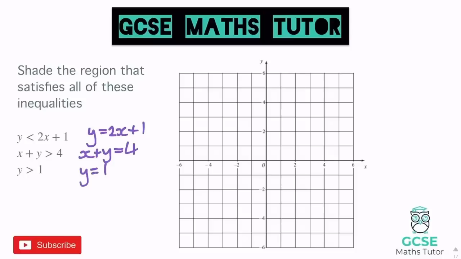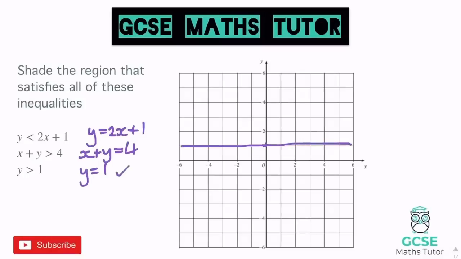Now the easiest one for us to draw there is y equals 1. Looking at my graph here, you can't see the number 1, but it's between 0 and 2. On the y-axis, y equals 1 is at this point here, and that line y equals 1 is just a nice straight line going through y equals 1. So that's our first one drawn there.